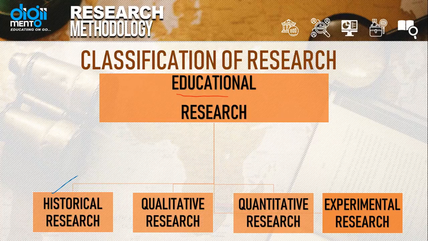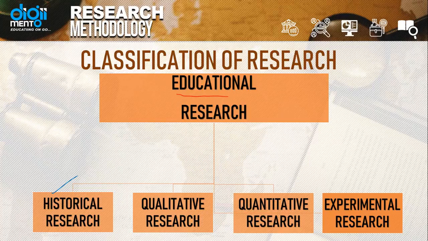Now the next one is qualitative research. This qualitative research basically assumes that the world is stable. We can calculate, we can measure the data. So we are doing our research through questionnaires, through checklists, through surveys. Now the next one is quantitative research. Quantitative research assumes that the world is unstable. Different people have different opinions, so we are not able to measure them. We analyze them through interviews, through observations and all. Quantitative research basically focuses on behavior study.